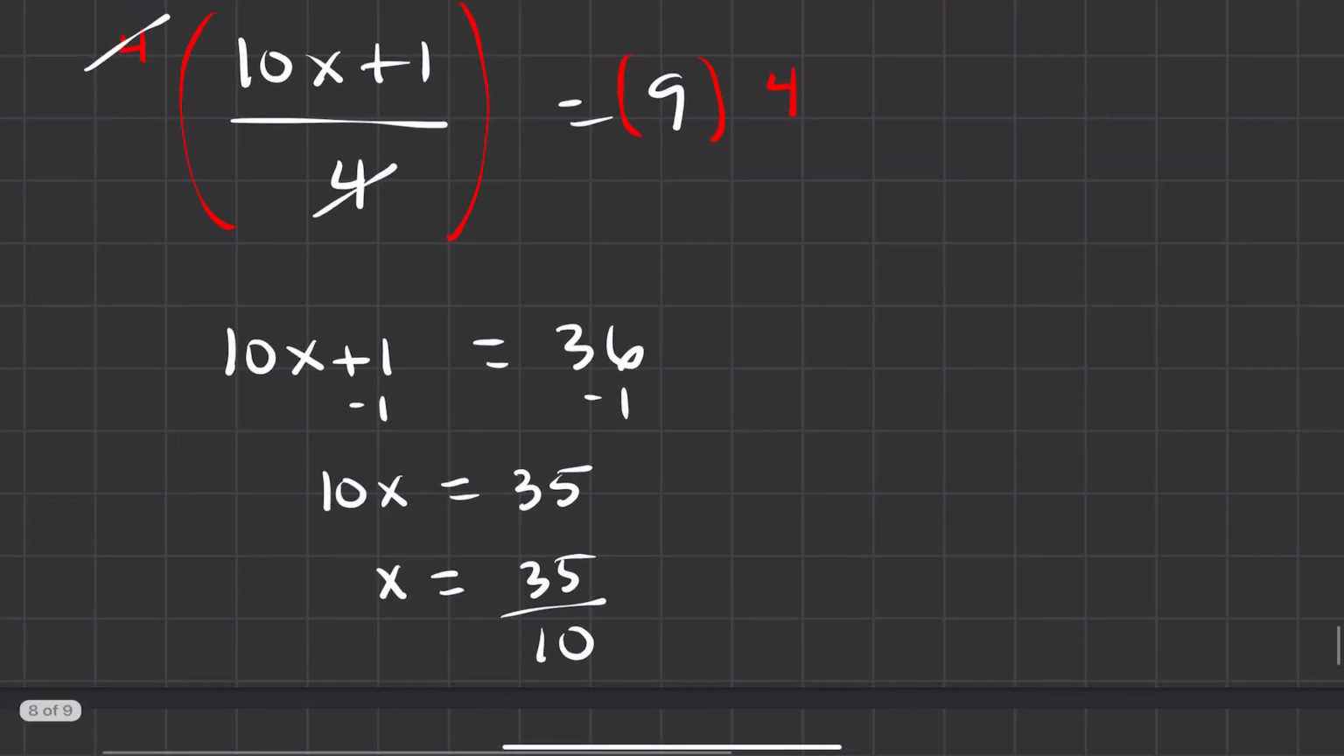Well, this is not simplified. 35 over 10, there's a number that goes into those two numbers, right? And that's 5. 5 goes into 35 and 5 goes into 10 at the same time. So I'm going to divide both sides by 5. I get 7, so I get 7 over 2.